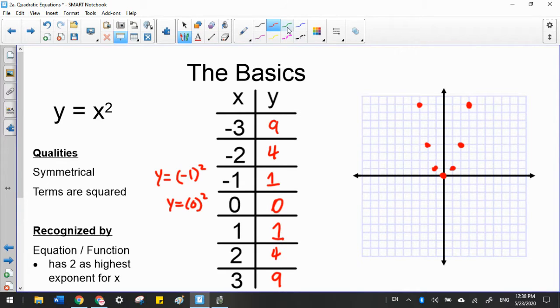And now that I have these points graphed, you can draw a rough curve through all these points to give us a rough gist of what the parabola looks like. What you'll notice is that we make a U-shaped curve, and this U-shaped curve here is called the parabola. Anytime you graph a quadratic, you're going to see a parabola pop out of it.